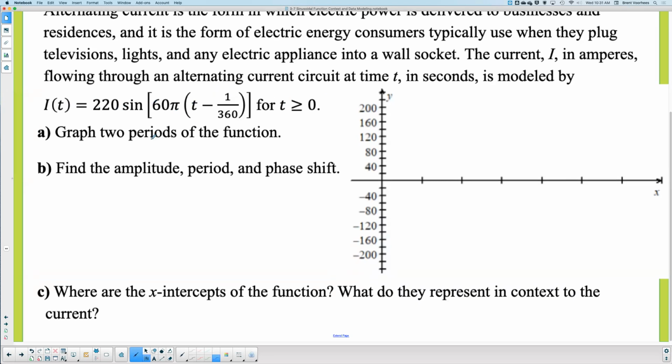So part A, let's graph 2 periods of this function. All right, if it's sine, where does sine begin at? Origin. I do not have a vertical translation, but I do have a horizontal translation.